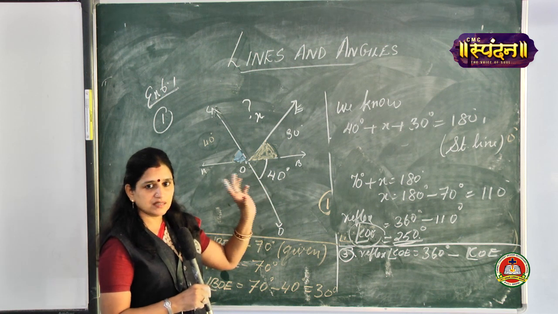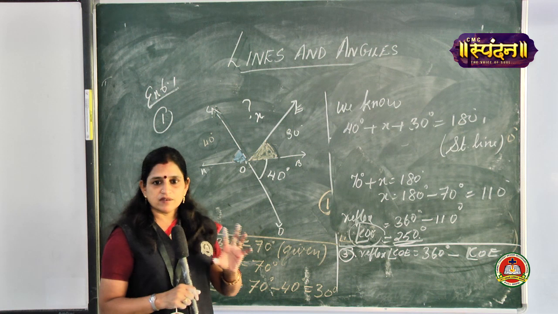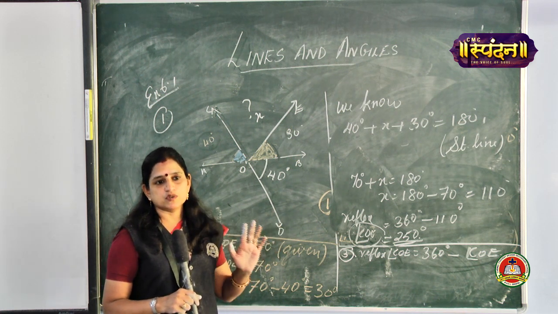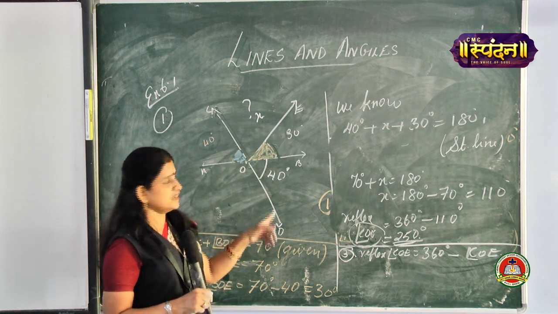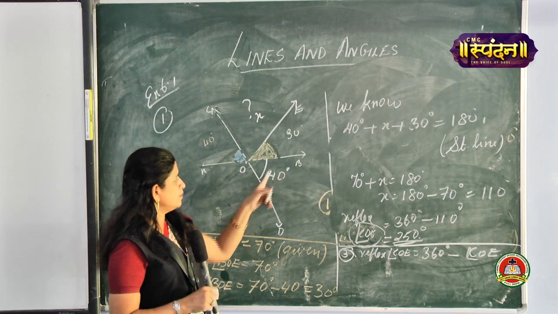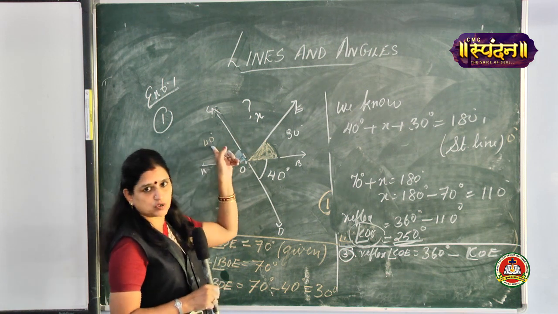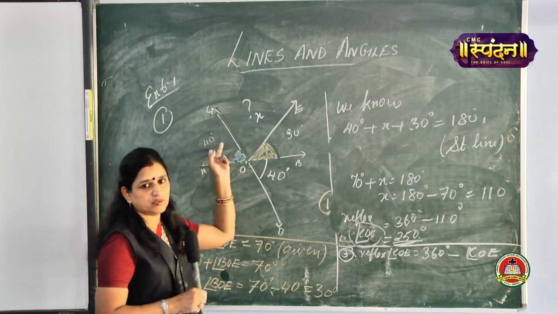Observe the keyword. In the question it is given 2 lines are intersecting. So whenever you hear the word intersecting, immediately apply vertically opposite angle property. So when 2 lines are intersecting, I can see these two angles are vertically opposite angles. So if angle BOD is equal to 40 degree, I can say angle AOC is also equal to 40 degree. Immediately write it with pencil over here.